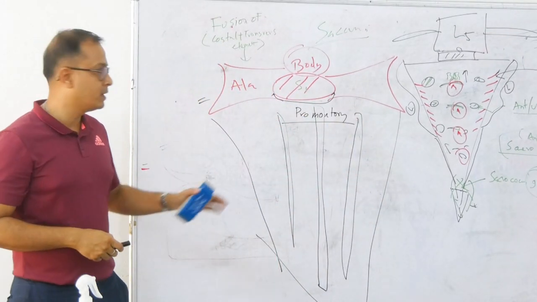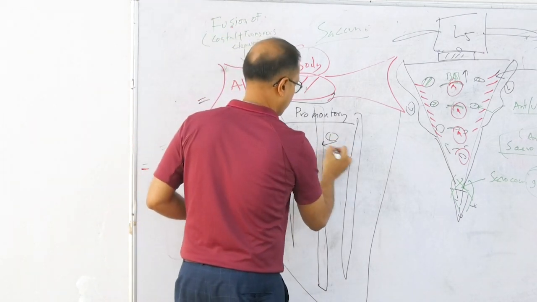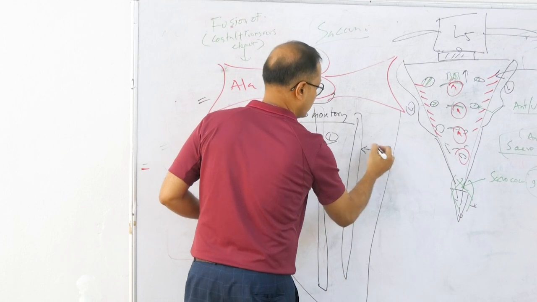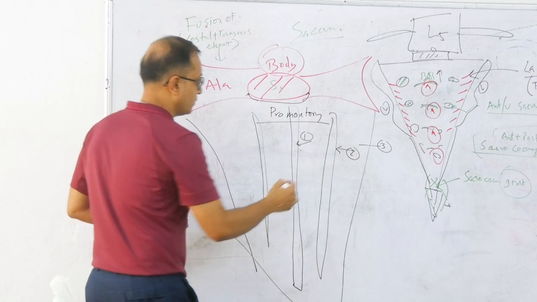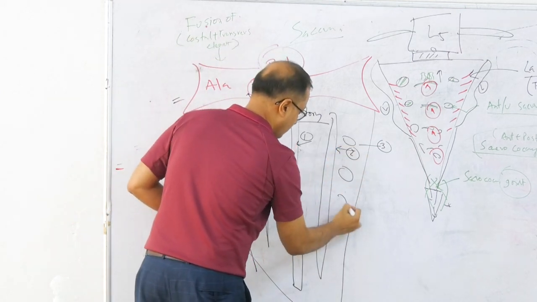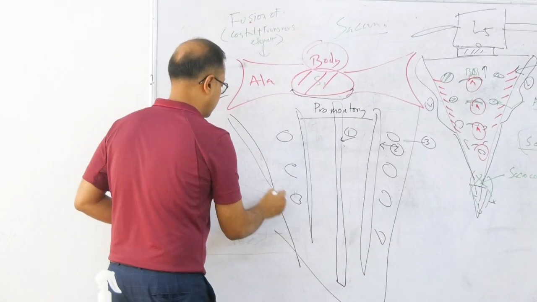So these two are prominent. This one, number 1, is median, and then we have number 2, then we have this particular 3, for example. And in between them we have these particular holes. And the lateral mass.